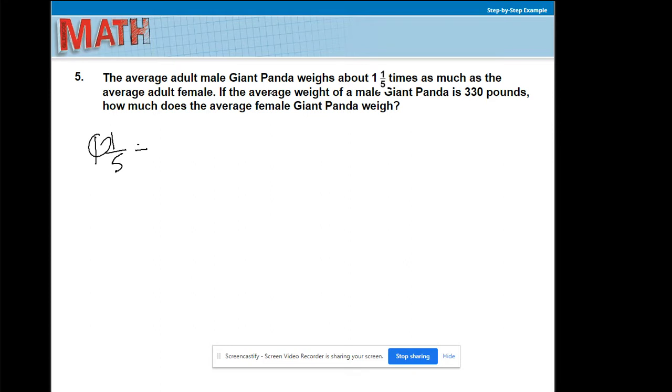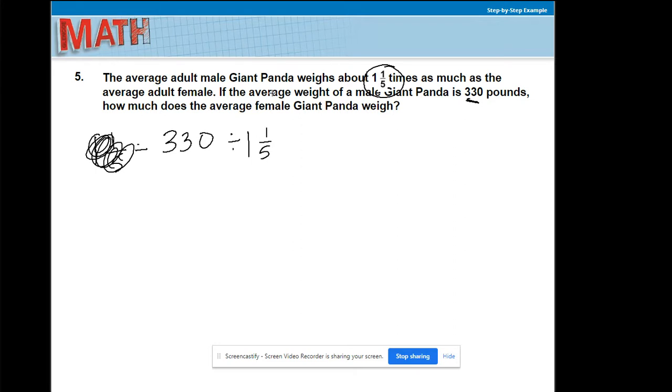Divide, actually we're going to put 330 first. Okay, we're going to put that number first because we are actually going to be dividing it by this. So we're going to do 330 divided by 1 and 1/5. Okay, it is easy to get confused and say that this is the first number. Make sure that you reread the problem if you don't quite understand, and that will help you figure out where you're going to be putting the parts of your equation.